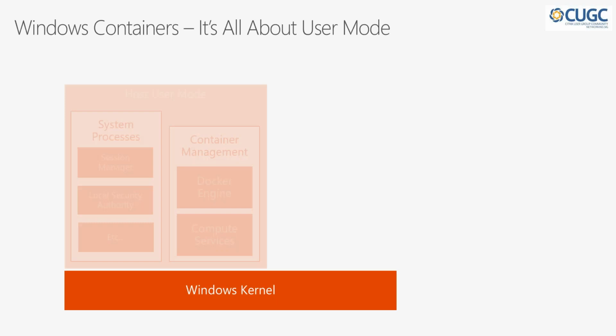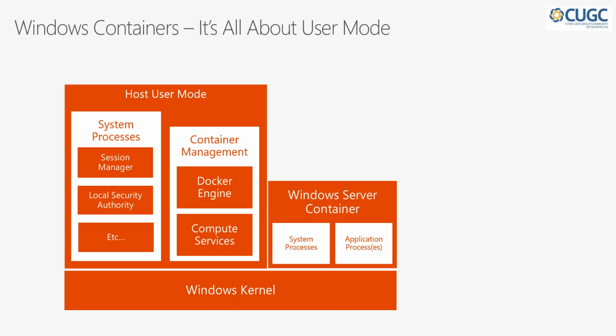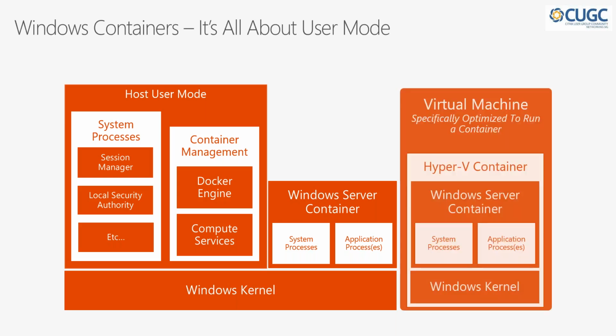When you talk about user mode, that's when you start getting into things like the local security, the session manager, and then in the container world, Docker Engine and the compute services. Those all run within a user context, not within the kernel context. And the Windows Server container does the same thing, system processes and application processes that ride on top of the kernel, but they're all in the user mode. Now, a virtual machine, going back to Hyper-V, you are still talking about the user mode, but that's specifically tuned in the Windows world. It's specifically tuned to run as a container in that user mode.